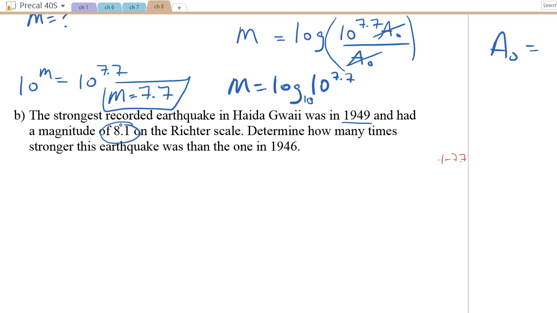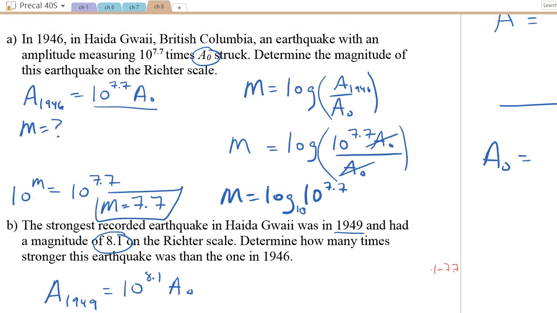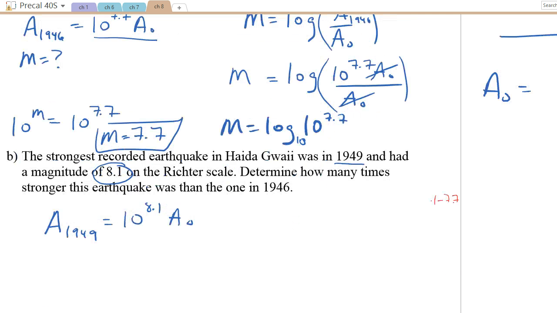Here, looking at our next question, we have one that's 8.1 times. Okay, so we have an earthquake in 1949, and it registered a magnitude of 8.1 on the Richter scale. So my m value will be 8.1. Or another way to say this is that the amplitude of this one in 1949 is going to be equal to 10 to the power of 8.1 times my standard. Okay, so that's just another way of looking at this Richter scale.